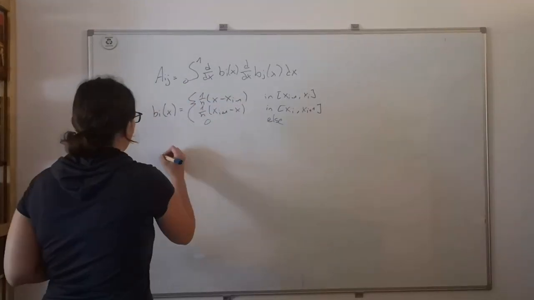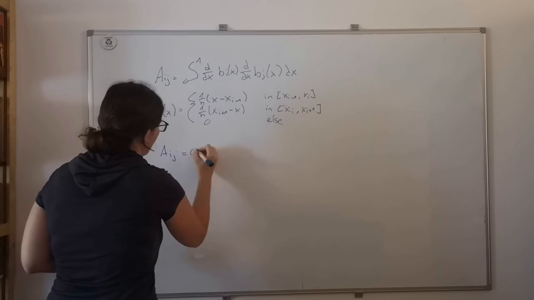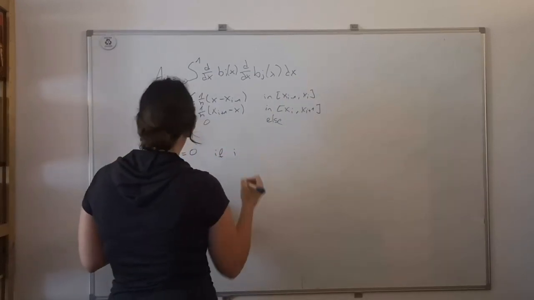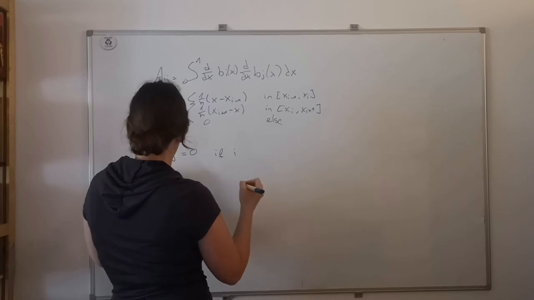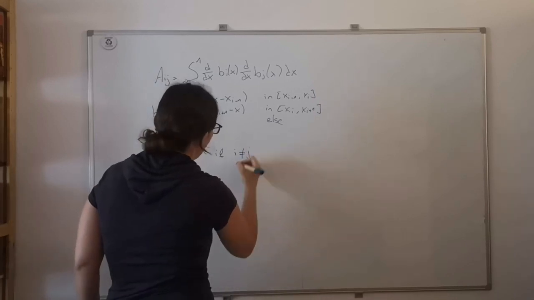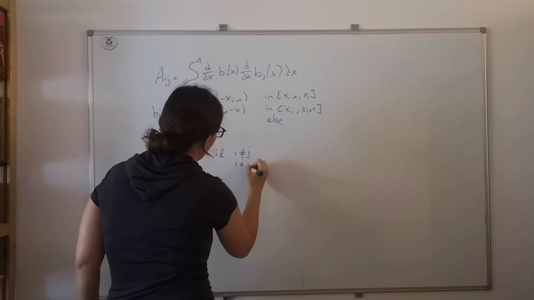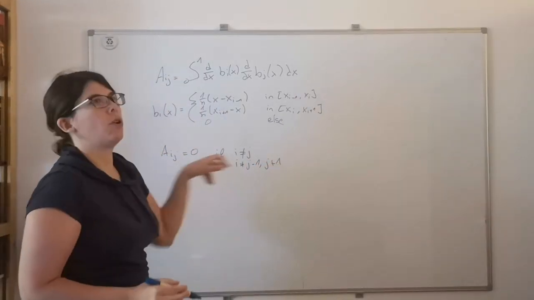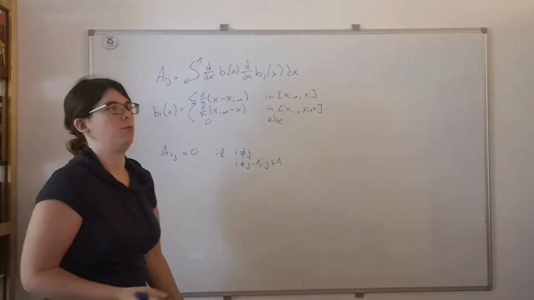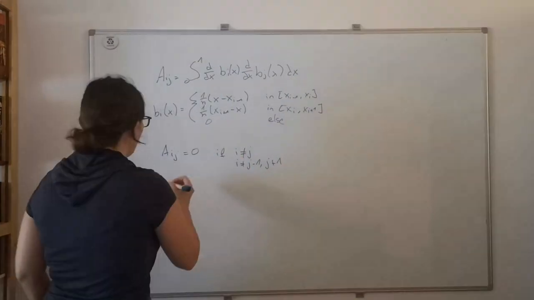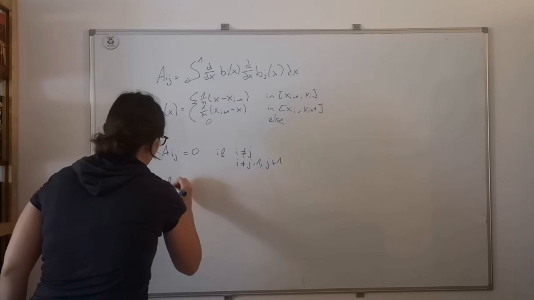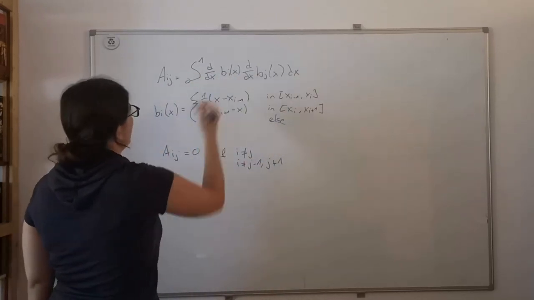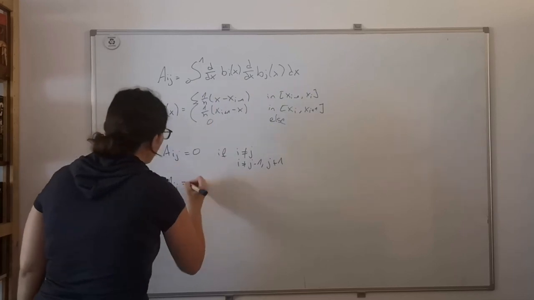So that basically tells us a_ij is equal to 0 if i is not equal to j, if i is not equal to j minus 1 or j plus 1. Those are the only situations in which we get a non-zero answer. Okay, so let's assume that we want to look at a_ii, the case where these are identical, then we can again just write this down.